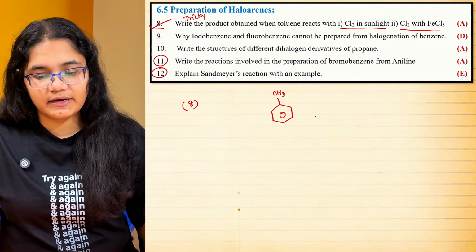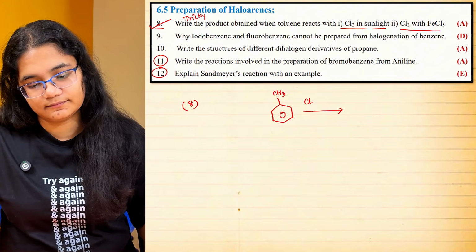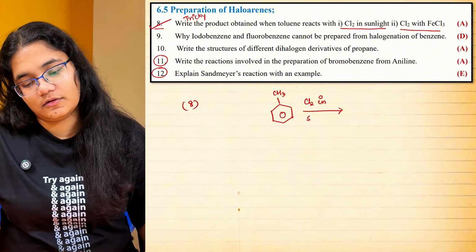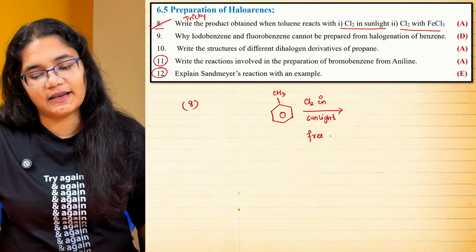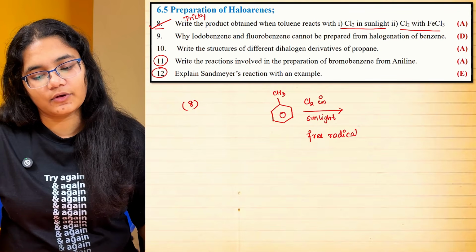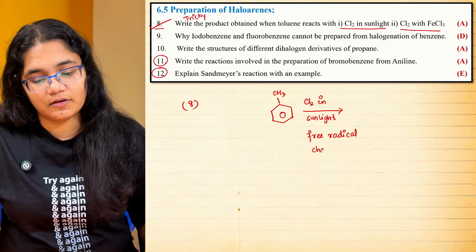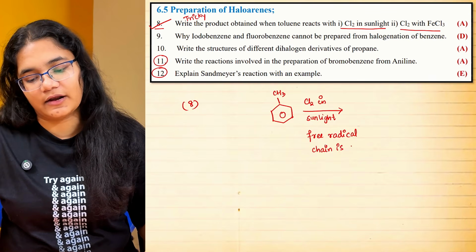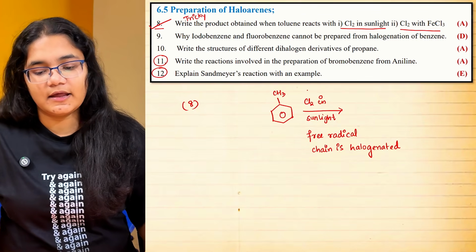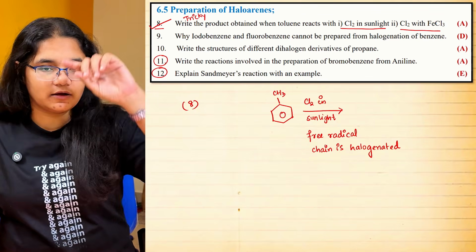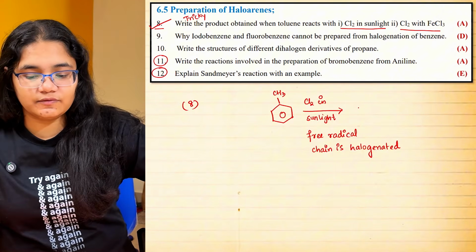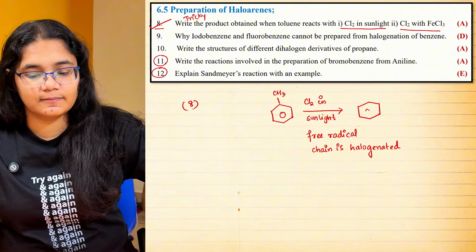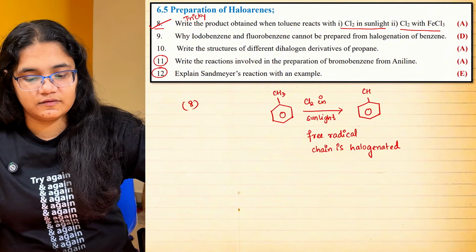When you treat it with chlorine in sunlight, that follows a free radical mechanism, and the side chain is halogenated. The carbon which is present outside the ring gets halogenated. So you will get a compound like this, C6H5CH2Cl.